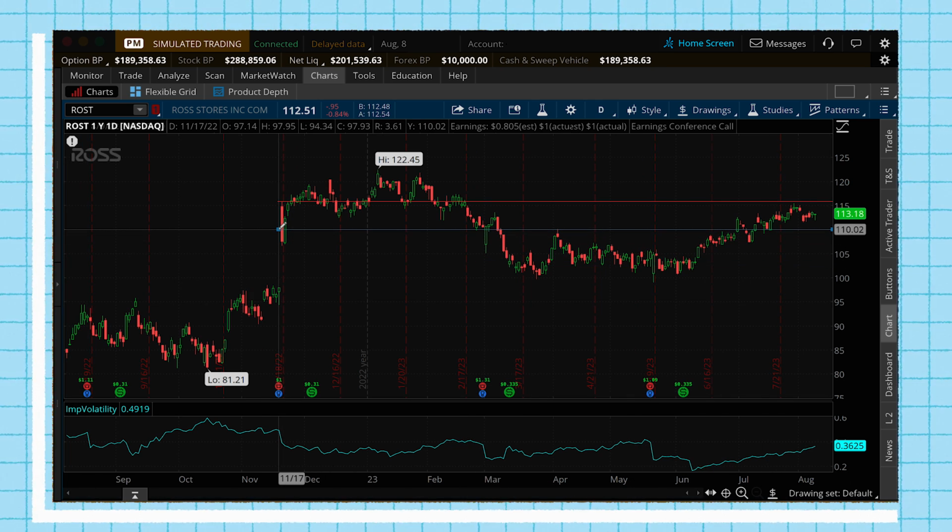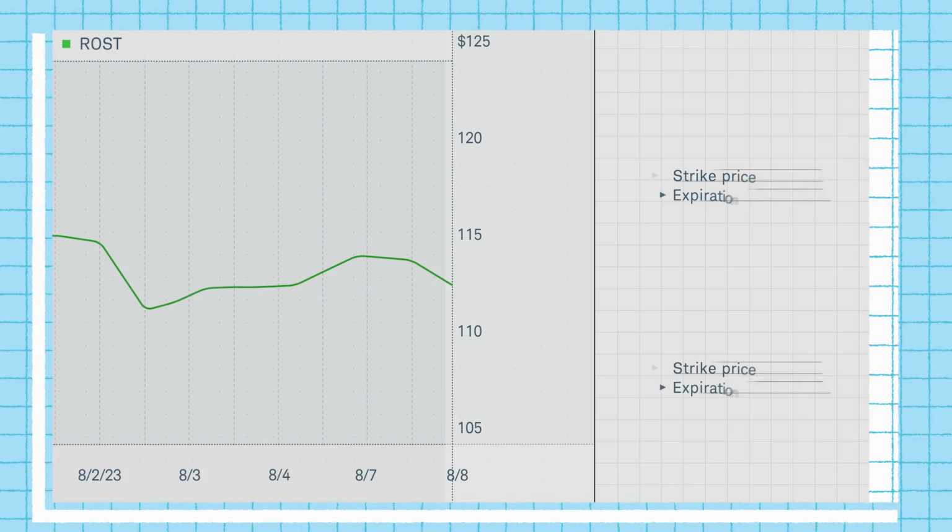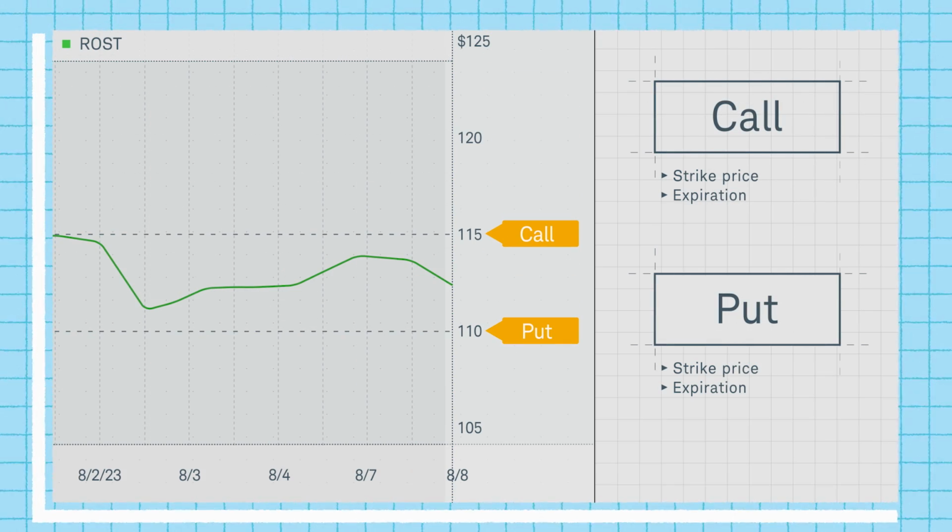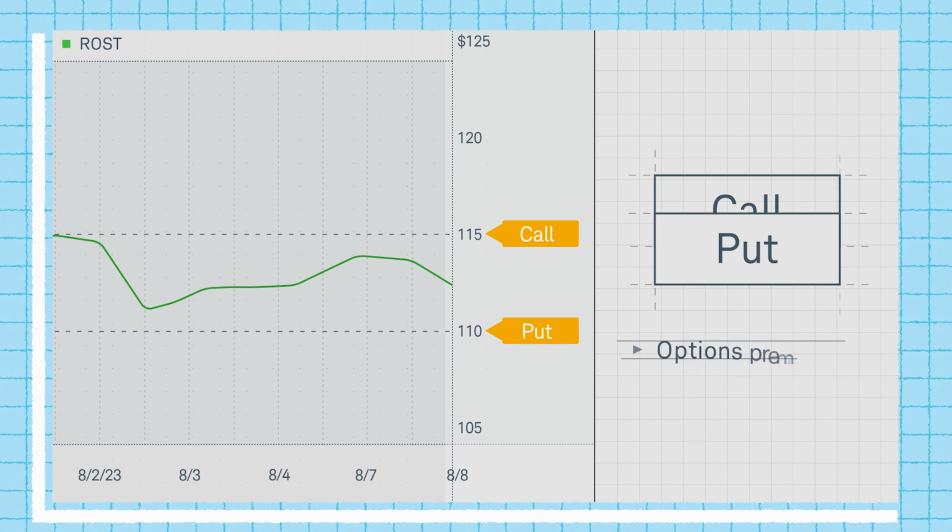The stock was trading around $112.50, which meant the 115 call and the 110 put are about the same distance from the price of the stock to get similar contract features. This trade has a combined premium of $5.07 or $507. This is the max loss for the trade, not including commissions and fees.